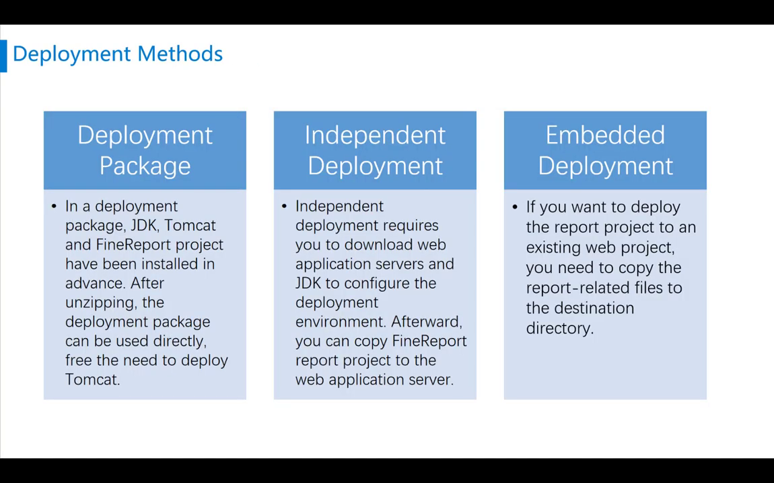Here, 3 methods of deployment are mentioned. The first is deployment package. In a deployment package, JDK, Tomcat, and FineReport project have been installed in advance. After unzipping, the deployment package can be used directly, without the need to deploy Tomcat. Independent deployment requires you to download web application servers and JDK to configure the deployment environment. Afterward, you can copy FineReport project to the web application server.